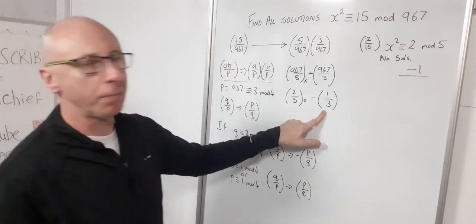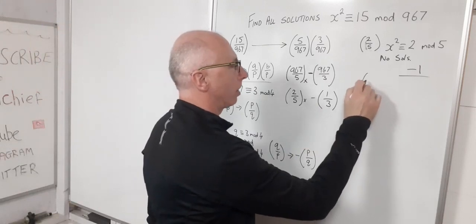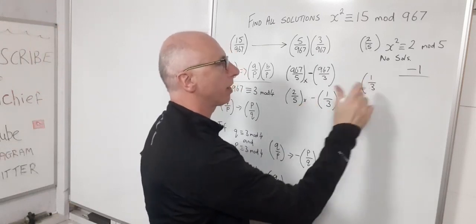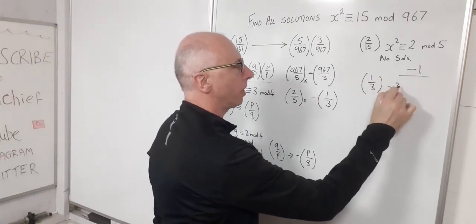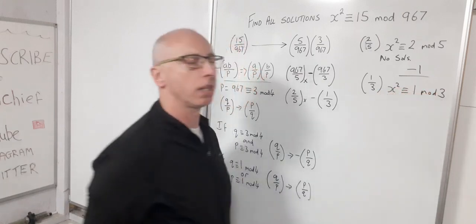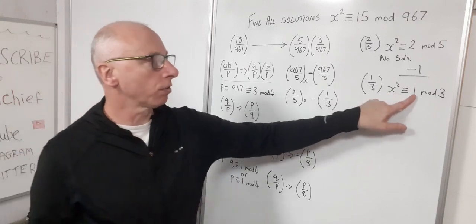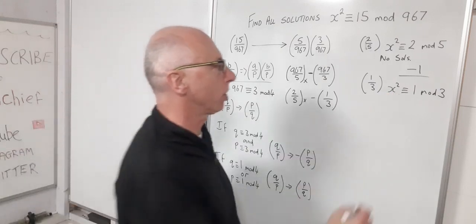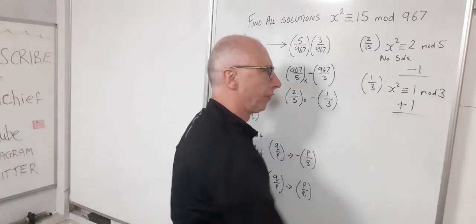Now let's have a look at this one. So this one is 1 over 3. We'll come to the minus sign in a moment. What we want to know is: is there a solution to x squared is congruent with 1 modulo 3? Well, if x is 1, 1 is congruent with 1 modulo 3. So that has a result of +1.